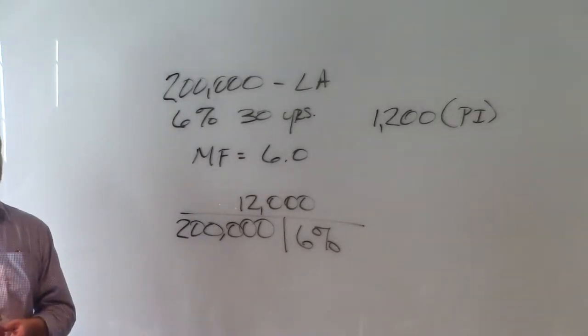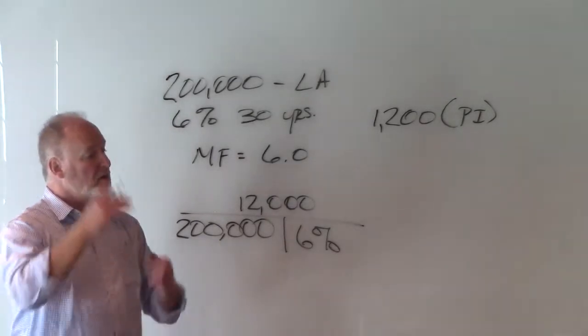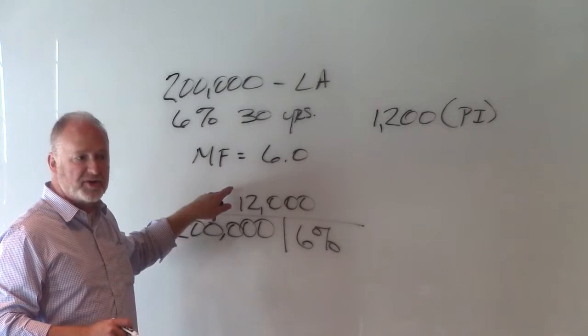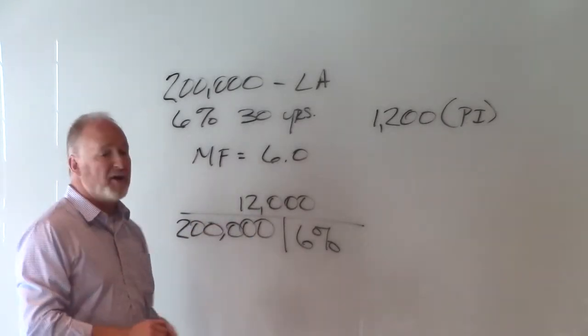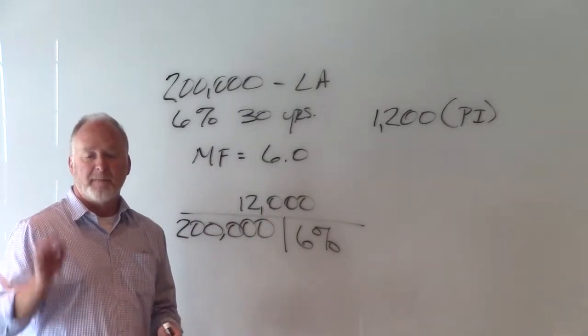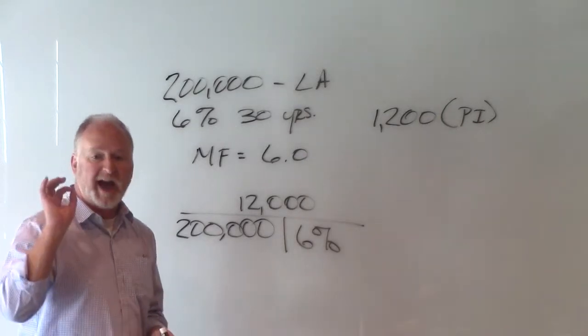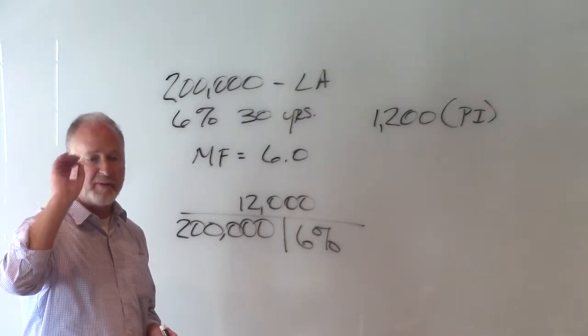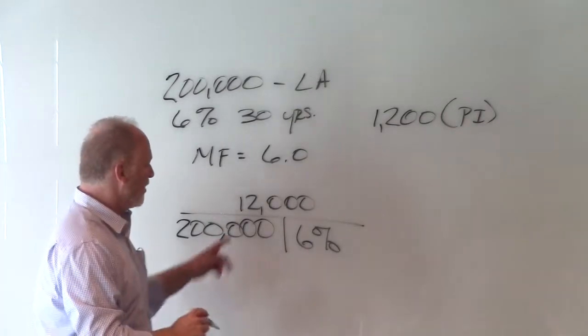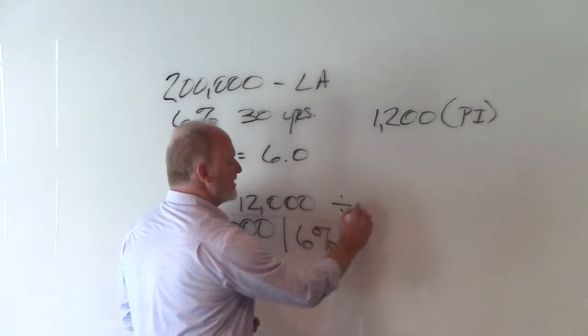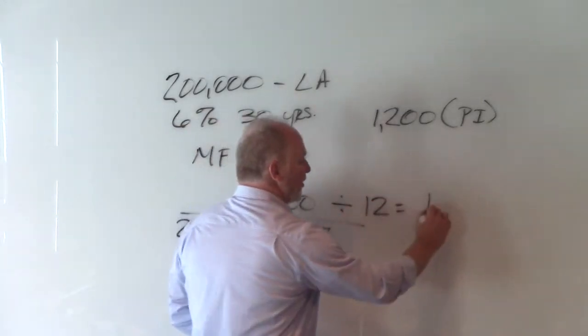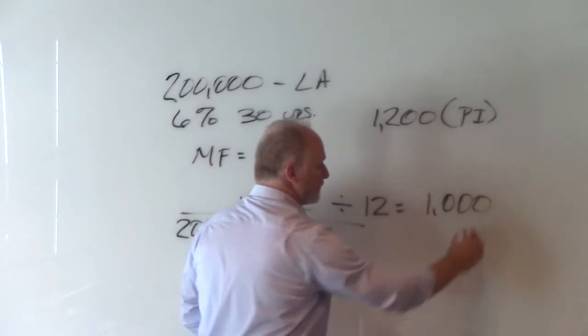So far, so good? Okay. Now remember what goes at the top. Annualized interest. So I pay 12,000 over the course of a year. I need to break it down to monthly, so I'm going to divide it by what? I'm going to divide it by 12. So 12,000 divided by 12 equals 1,000.